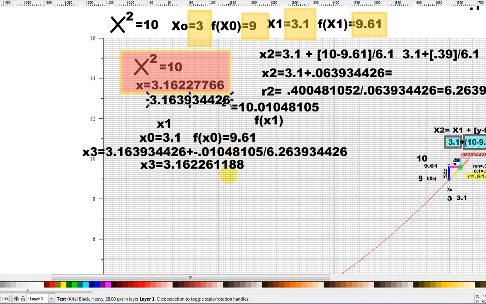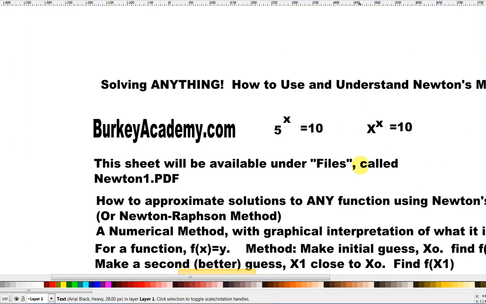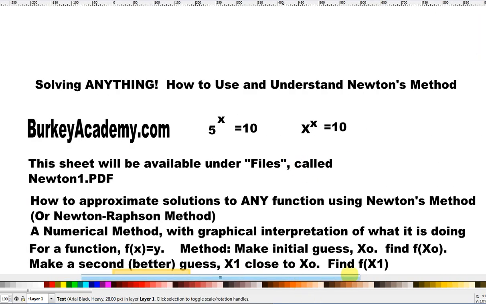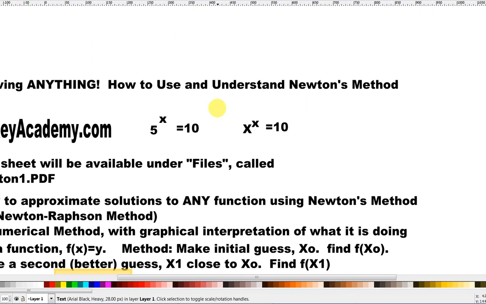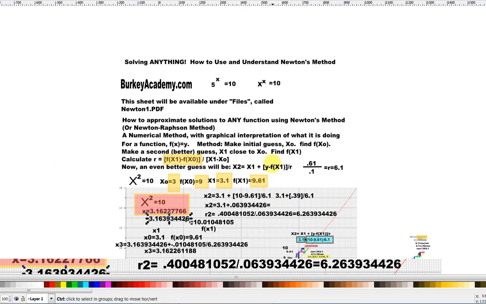Well, this video's gotten kind of long, and I'm out of time for today, so what I'm going to have to do is come back later on, and I'll make that a second video where I show how we can use Newton's method to solve this kind of equation, x to the x equals 10, and we'll graph it as well. And I'm going to use the same handout.